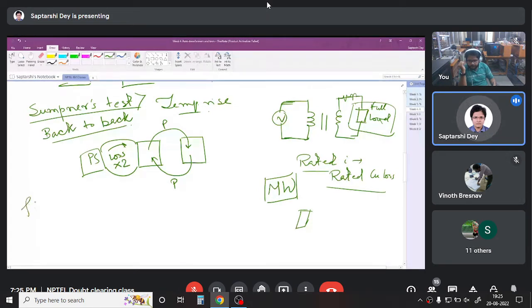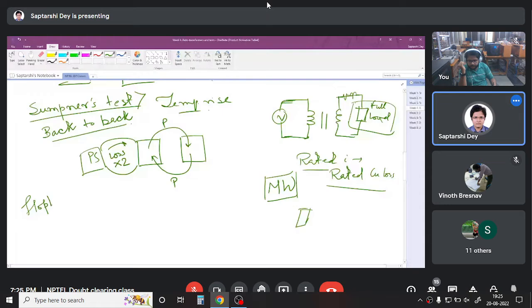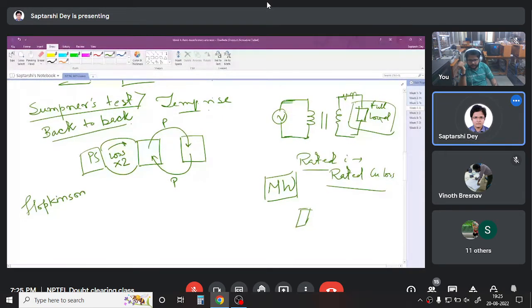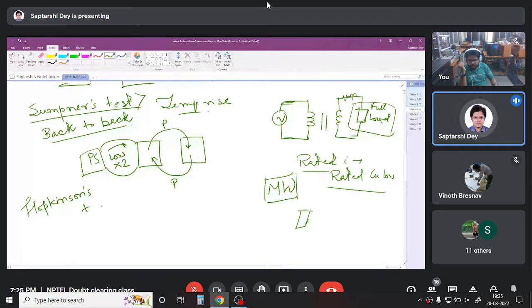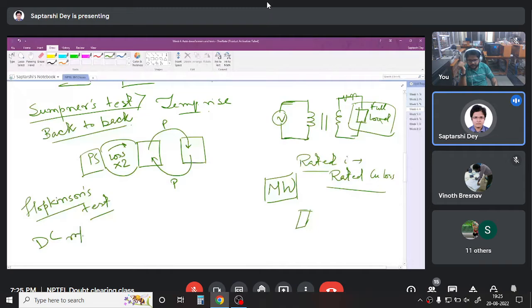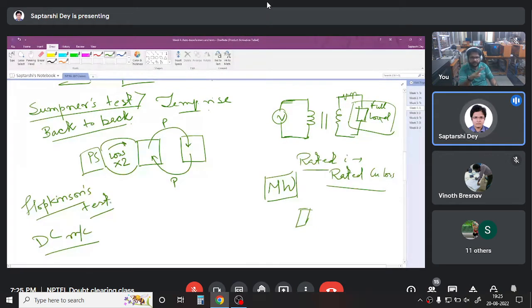If some of you have already studied it, good, and if not, no worry, you will study it at the end of this course. There is something called the Hopkinson test. The Hopkinson test is done on DC machines, and it is the same concept. Two machines, one motor and one generator, each feeds the other, and they only draw the loss from the supply. That is the idea behind this.